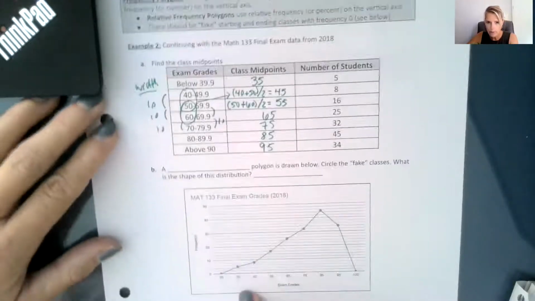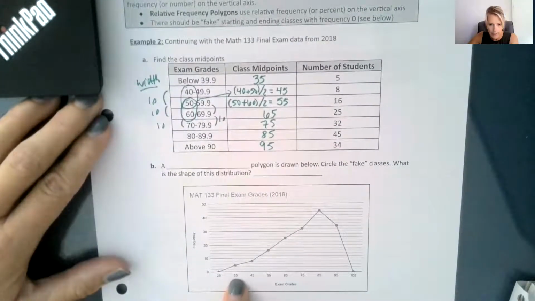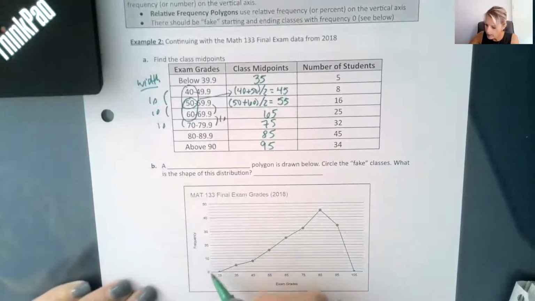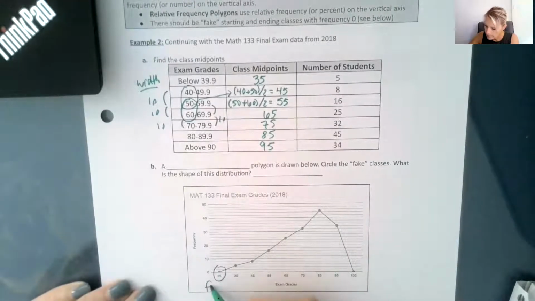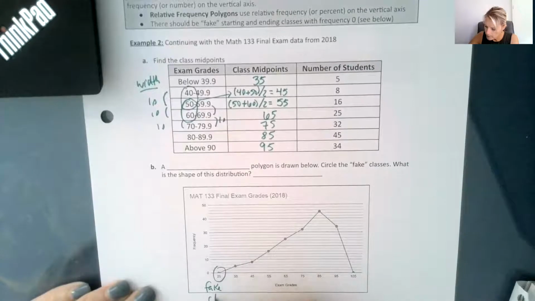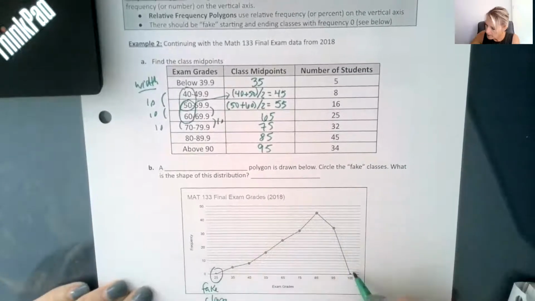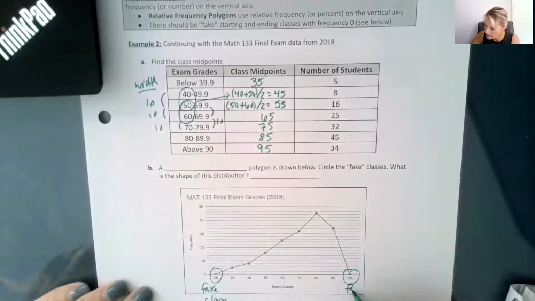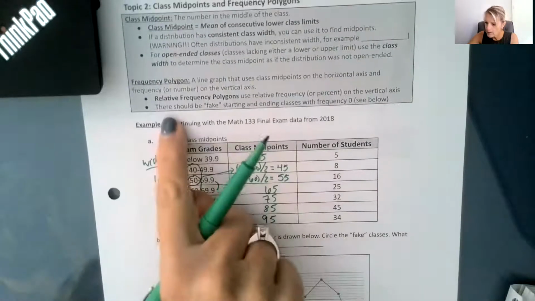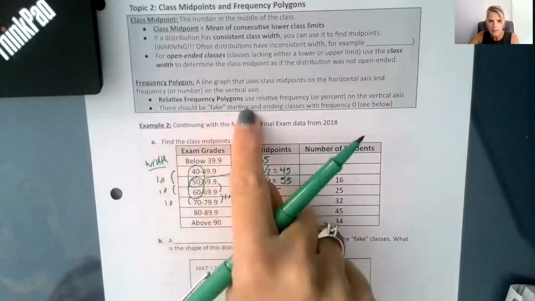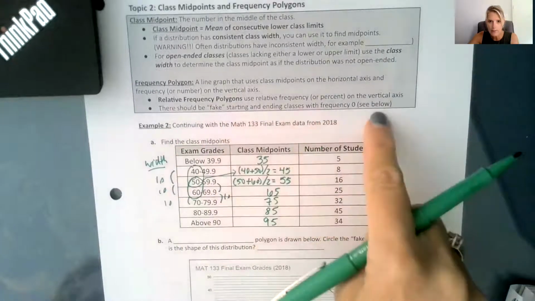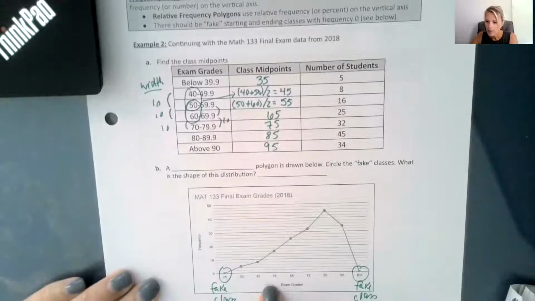But if we go look at the graph, we can see that 35 is right here. So this is a fake class with 0. And this is also a fake class. Just like it described up here, there should be fake starting and ending classes with frequency 0. This is a frequency polygon.